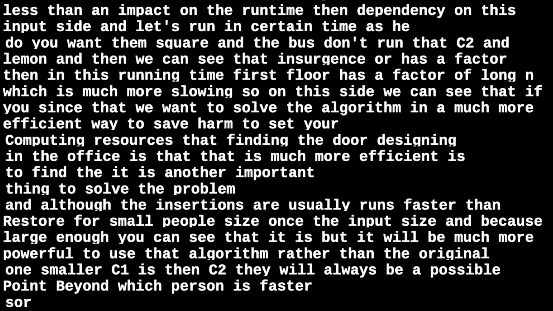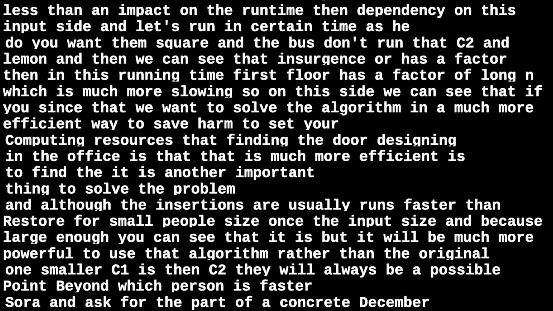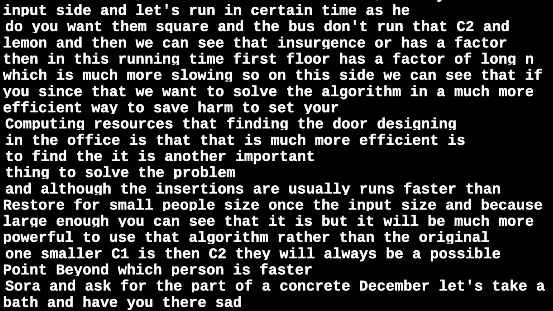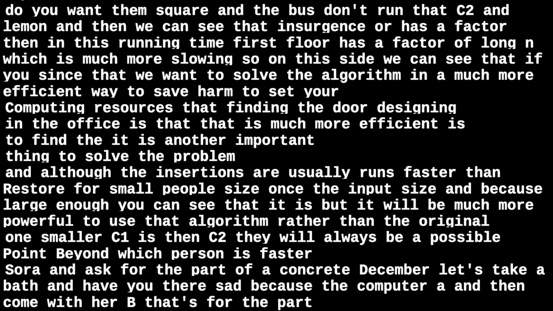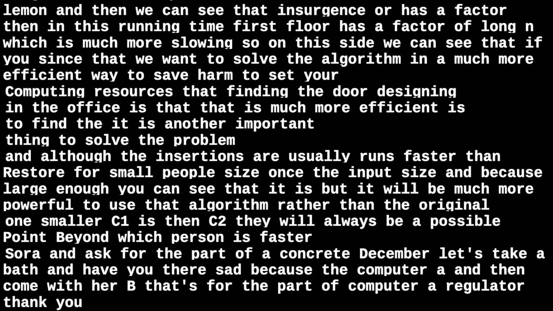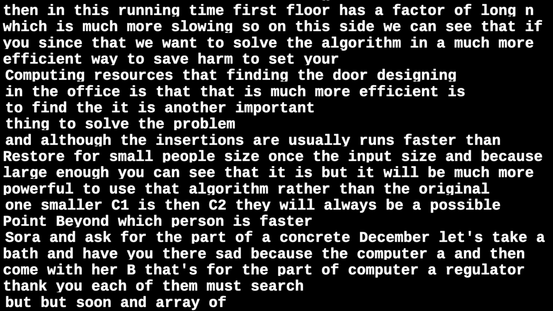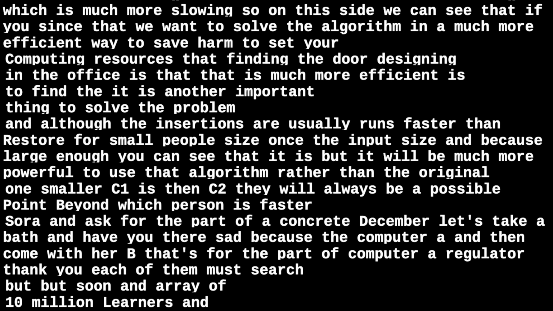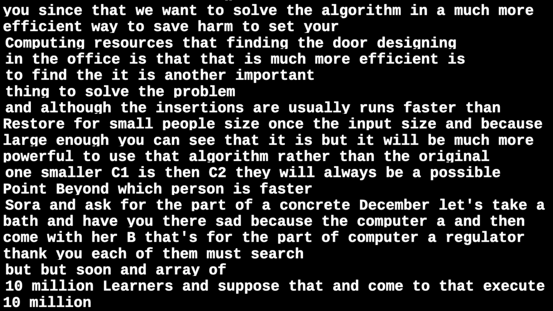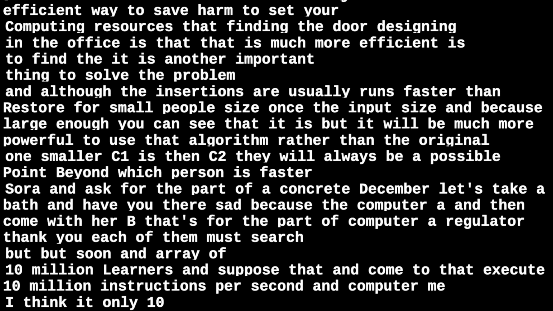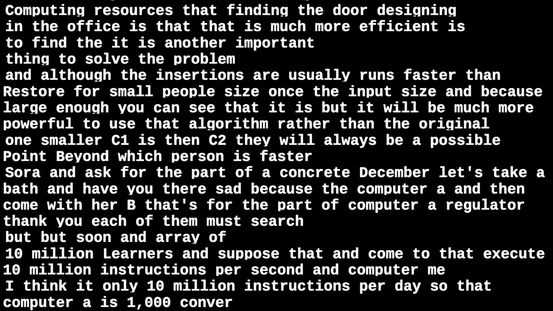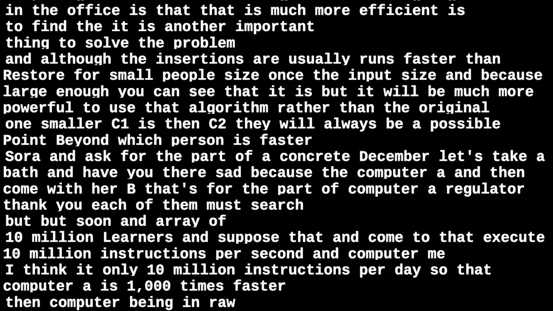As a concrete example, let us take a faster computer A and a slower computer B. Computer A runs insertion sort against computer B running merge sort, and each of them must sort an array of 10 billion numbers. Suppose computer A executes 10 billion instructions per second, and computer B executes only 10 million instructions per second. So computer A is 1,000 times faster than computer B in raw computing power.